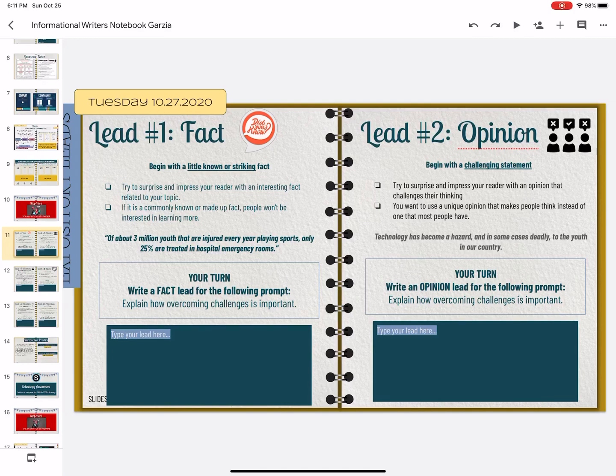Hey guys, happy Tuesday. Okay, so we are looking at leads. A lead is an interesting, unique way to start off your essay and catch your reader's attention.